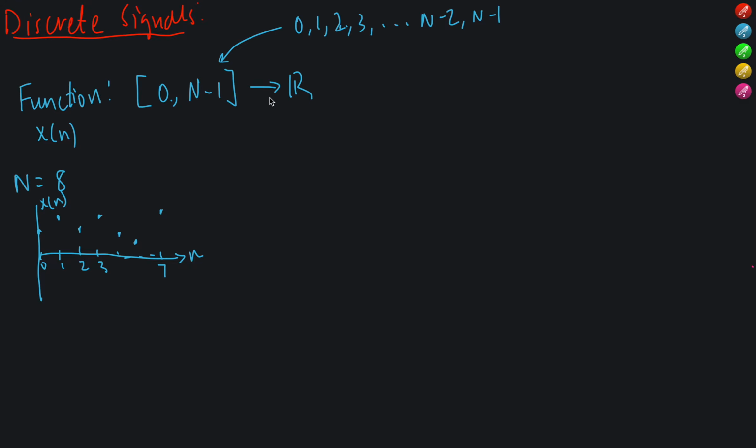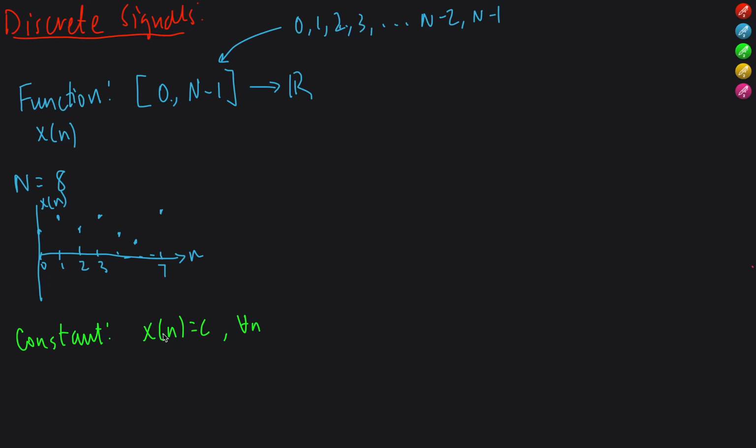Okay, so we know what discrete signals are. Let's give an example. So the most simple one is the constant function. That's defined as x of n equals c for all n. This sign means for all.